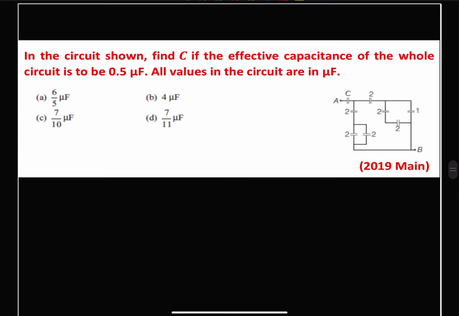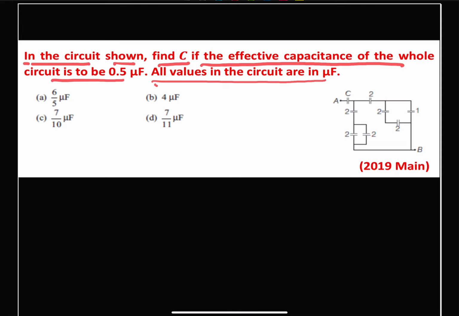Next question. It states that in the circuit shown, find C if the effective capacitance of the whole circuit is to be 0.5 microfarad. All the values in the circuit are in microfarad. So we are given this circuit, and it says that its equivalent capacitance is 0.5 microfarad, and we need to find out the value of C. So we are going to solve these individual capacitances.